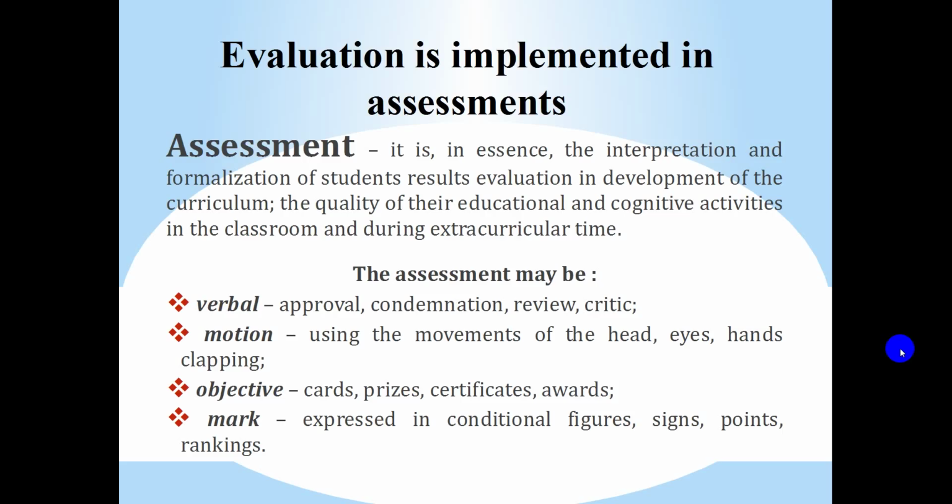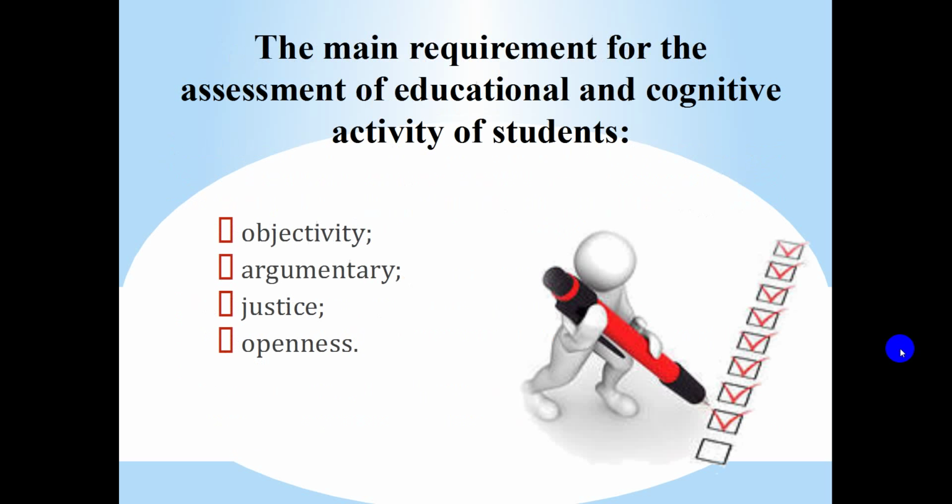Then motion, for example, using the movement of the head, eyes, or hand clapping. Then objective, it can be some object. We can give a card or prize or certificate, some words. And then mark, expressed in conditional figures, signs, points, rankings, etc. The main requirements for the assessment of educational and cognitive activity of students are next: objectivity, argumentation, justice, openness.